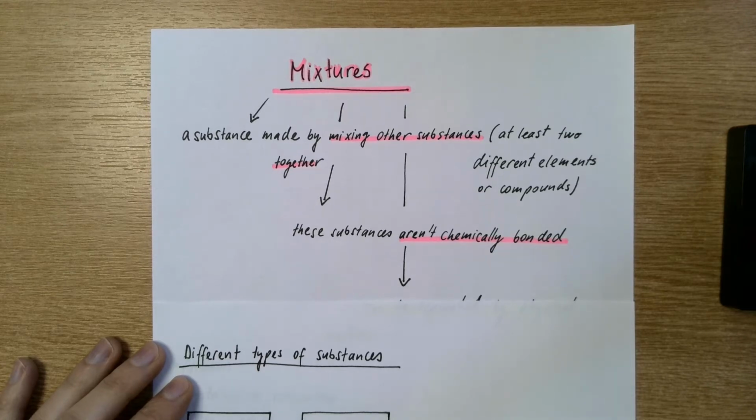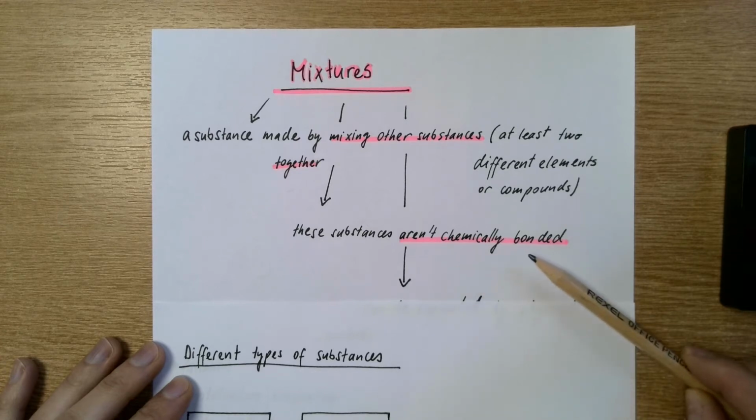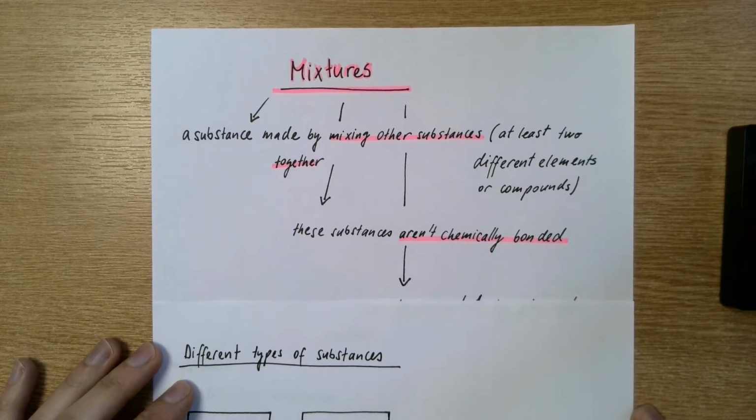Mixtures. What are mixtures? Mixtures are substances that are made out of mixing other substances together, and it can be at least two different elements or compounds. These substances are not chemically bonded, so they're just mixed together, and you can separate them using physical processes. But first of all, let's just go through different types of mixtures.